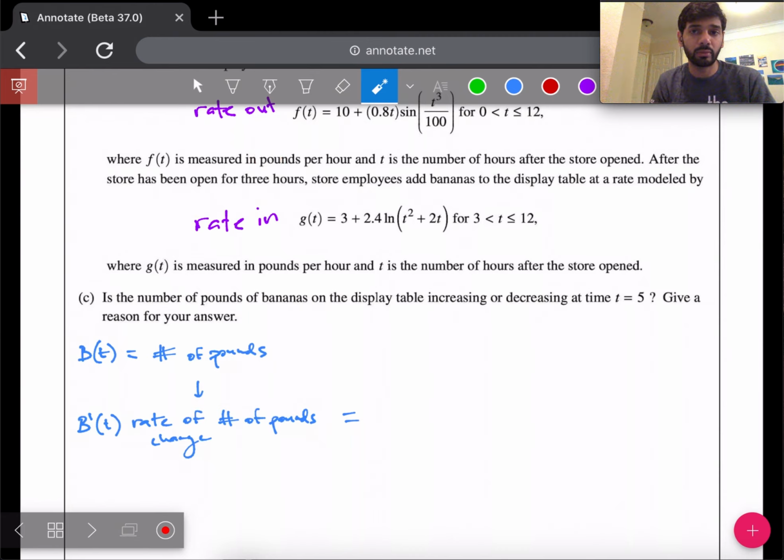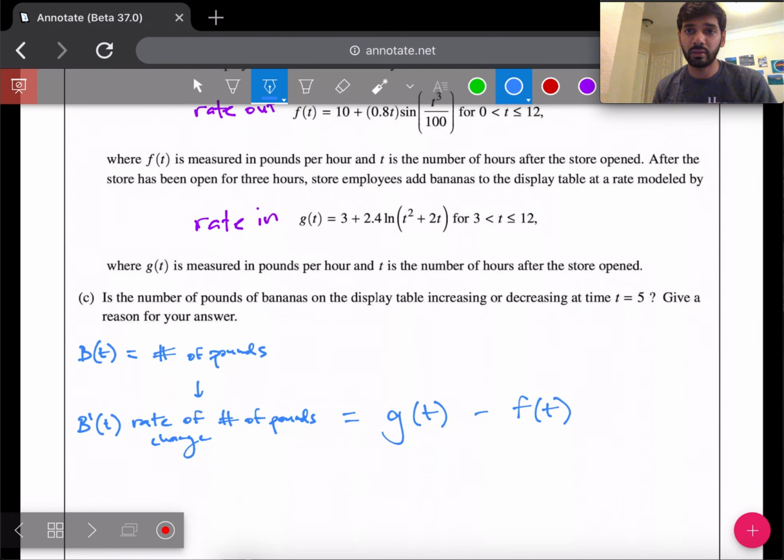What I'm trying to do here is incorporate the rate in and the rate out together. And so here, the rate in is what I would take into calculation first, but then the rate out is what I'm subtracting. It's being taken out, so minus that. Sorry, I wrote this backwards. It should be g of t first because that's the rate in, minus the rate out, f of t. Okay, g of t minus f of t.